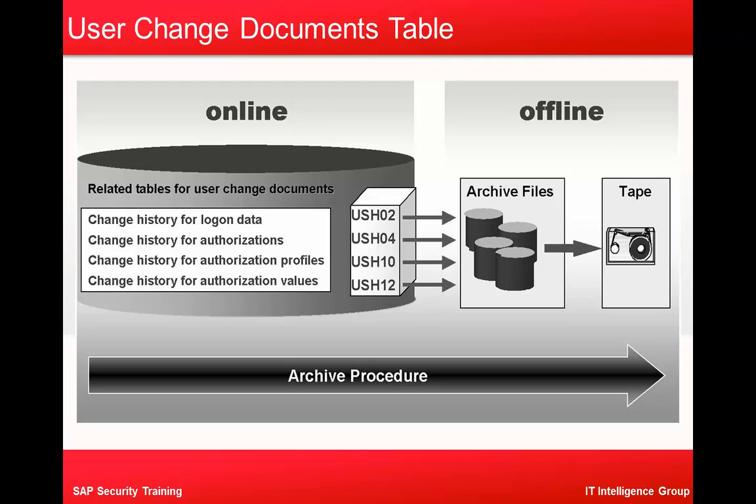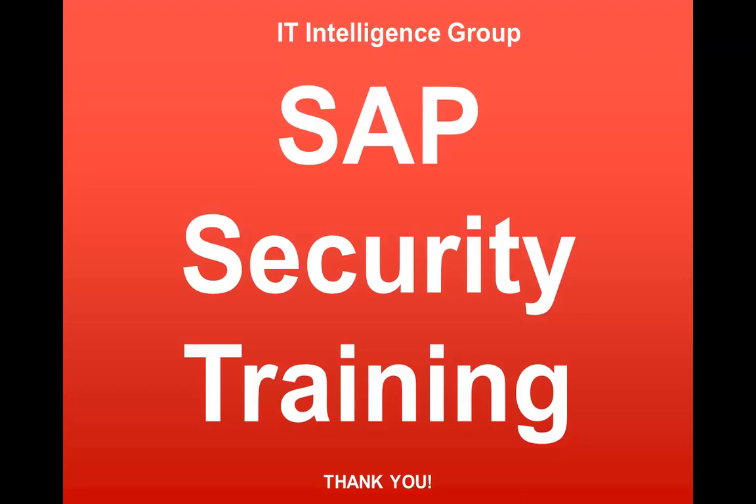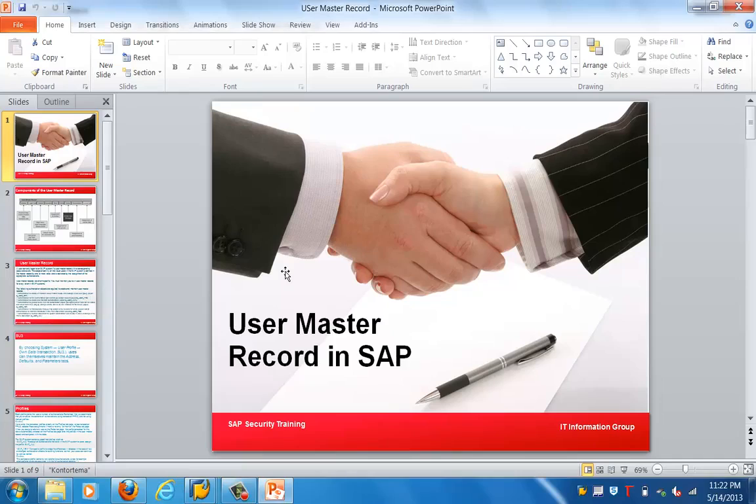The next thing is the change user documents tables. For the online change history, you have the change history for logon data at USH02, change history for authorizations at USH04, change history for authorization profiles at USH10, and change history for authorization values. These documents can be archived as well.